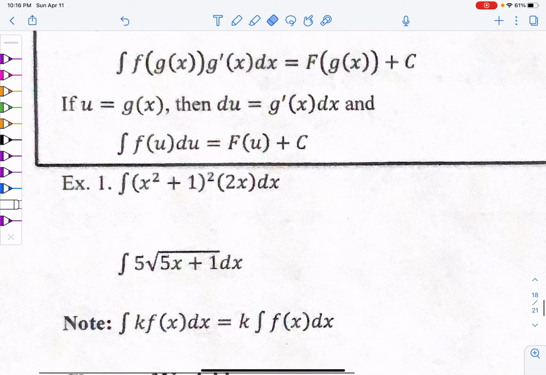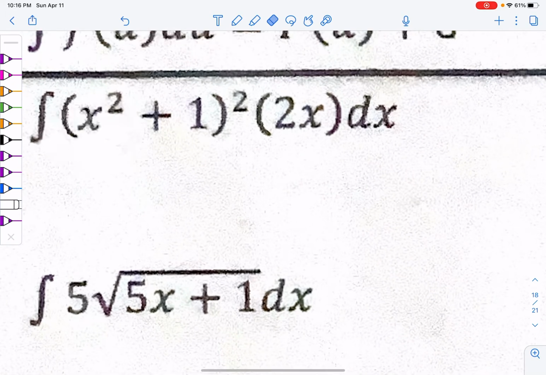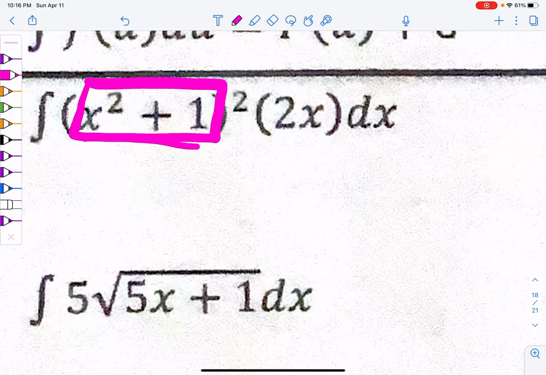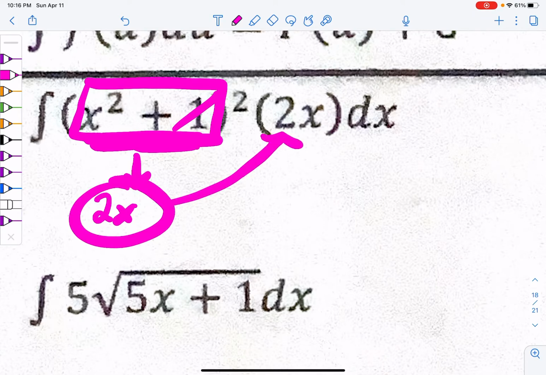Let me skip the box and skip down to example 1 so you can see what I mean. The composite function I have going on here is x squared plus 1. When we are using integration by substitution, we can only do this if the derivative, not the antiderivative, the derivative of this guy shows up in another place in my integral. If I take the derivative of x squared plus 1, it would be 2x, and the 1 would just cancel out. And my 2x shows up somewhere else inside of my integral.